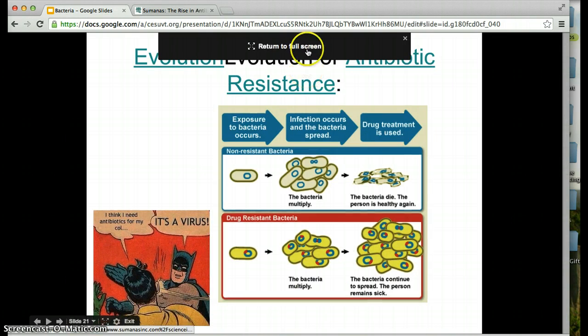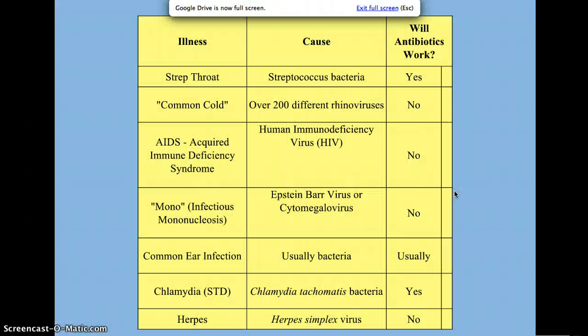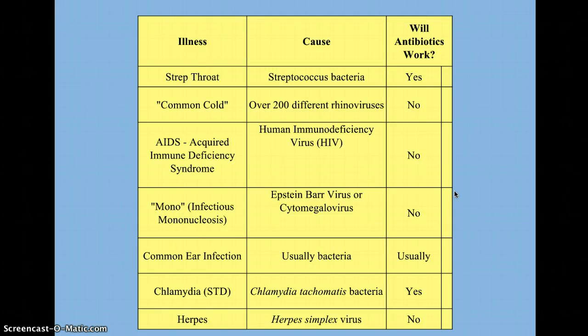So I'm going to stop that there and continue on. This is just a chart showing, as they mentioned in that video, that often the common cold will be prescribed an antibiotic. But the common cold is caused by over 200 different rhinoviruses, and we know that viruses can't be controlled using antibiotics.